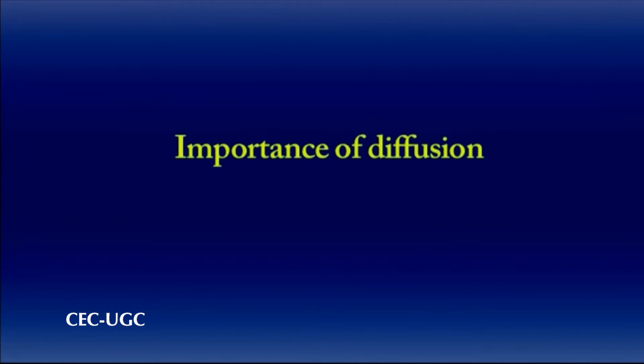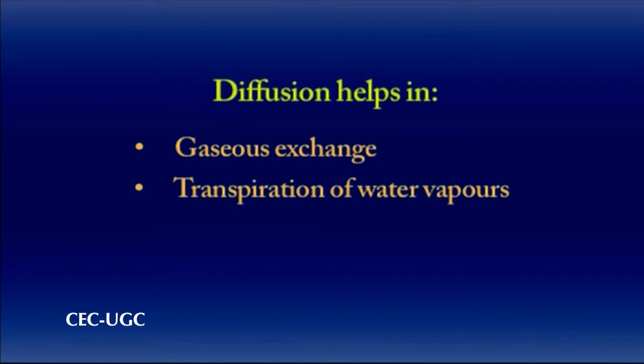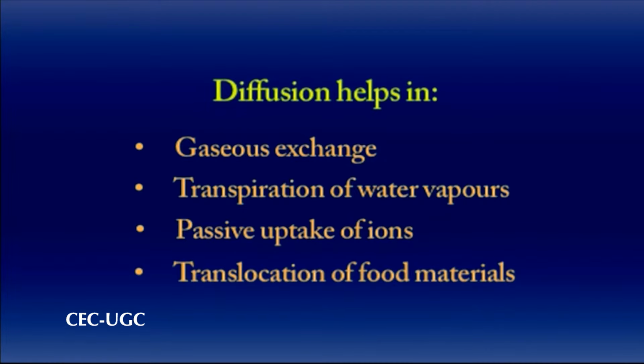Now, importance of diffusion. The diffusion helps in gaseous exchange during the process of photosynthesis and respiration. The process of diffusion is also involved in the transpiration of water vapors. The ions are absorbed by simple diffusion during passive salt uptake. Diffusion is an effective means of transport over very short distances and helps in translocation of food materials.